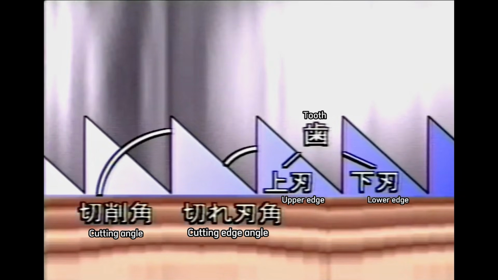A tooth consists of an upper edge and a lower edge. The angle between them is called the cutting edge angle. And the angle between the line of the tooth tip and the lower edge is called the rake angle.